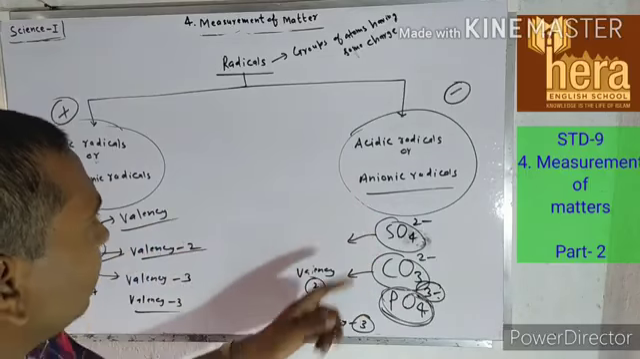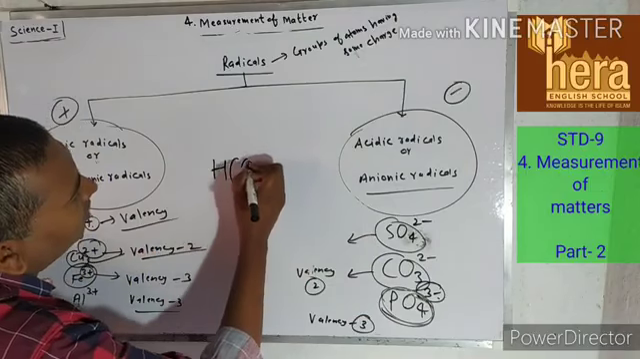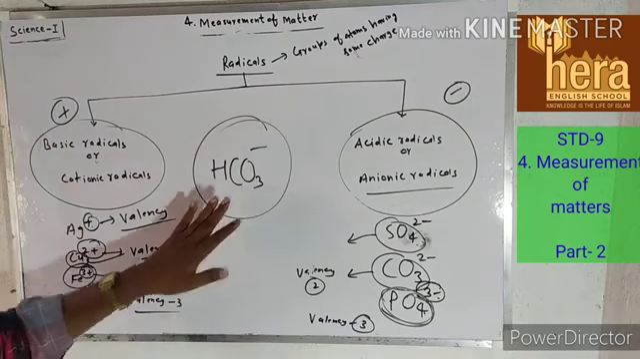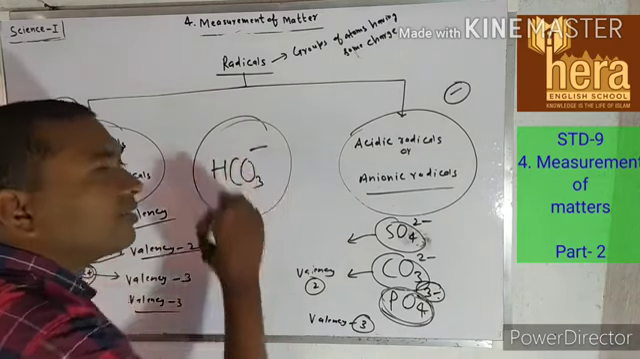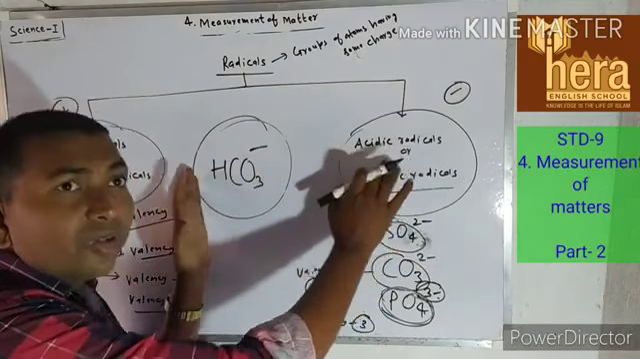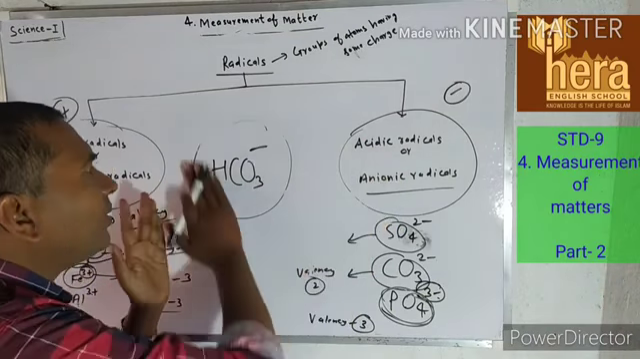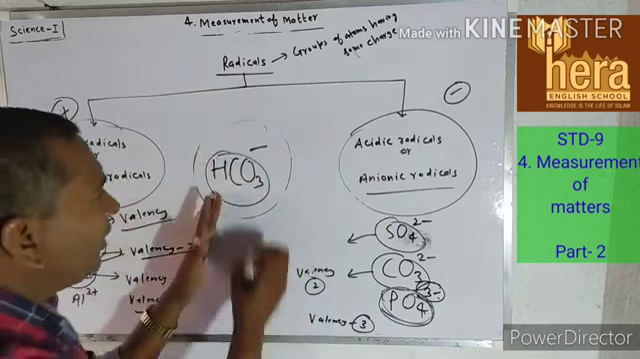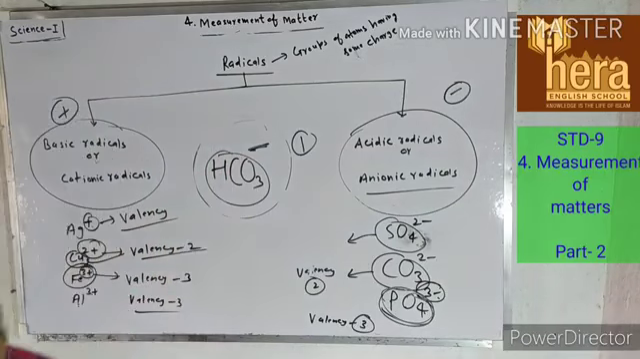Okay, if I write here bicarbonate HCO3 minus, can you tell me is this a basic radical or an acidic radical? So you can say, sir, here is a minus sign, negative sign. It means this will come in the category of acidic radical. So can you tell me the valency of this bicarbonate? HCO3 means bicarbonate. Its valency will be 1. Only minus means valency will be 1.